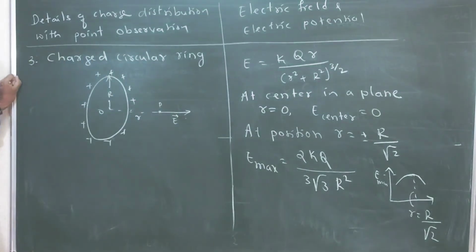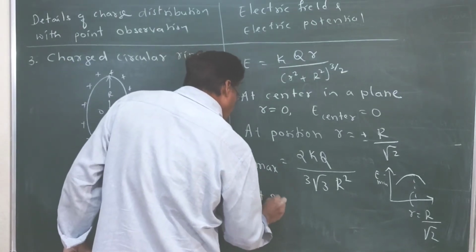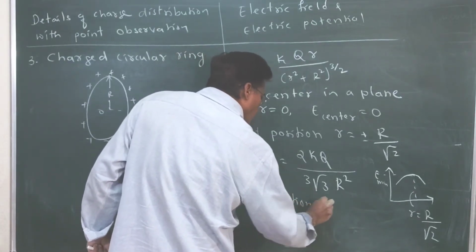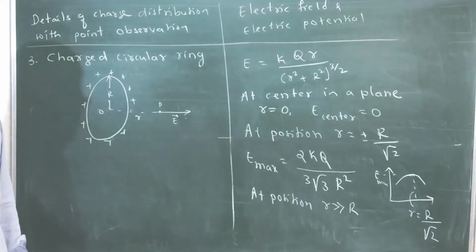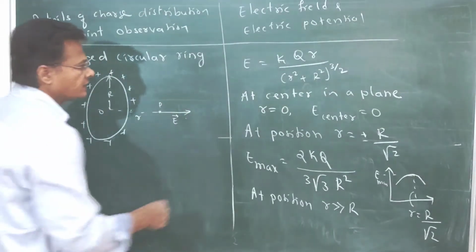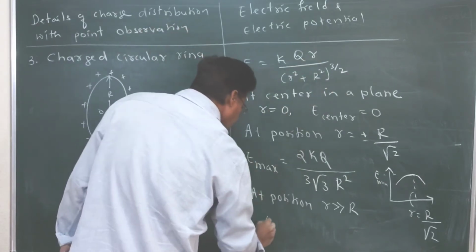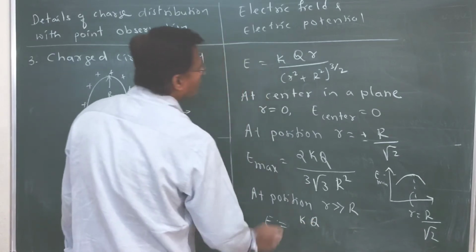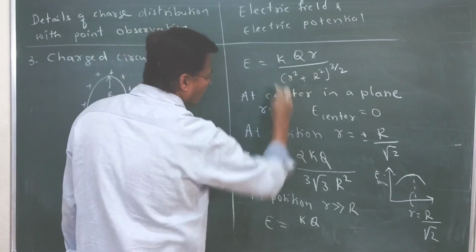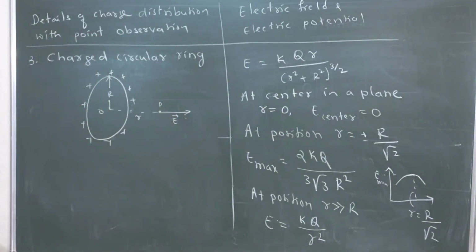Now next, at the position where small r is much greater than R. If it is much greater than R, then R term will be equal to 0, so it gets cancelled. So E equal to kQ by r cube times r, that is 1 divided by r square. So E equal to kQ by r square.